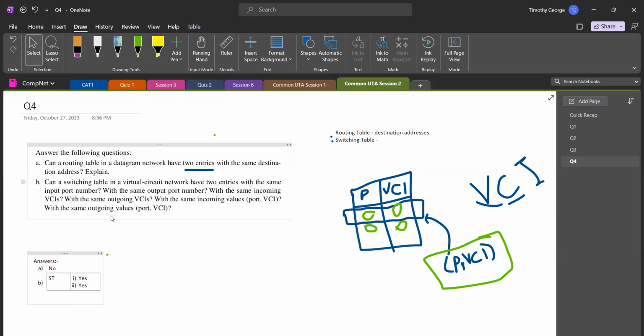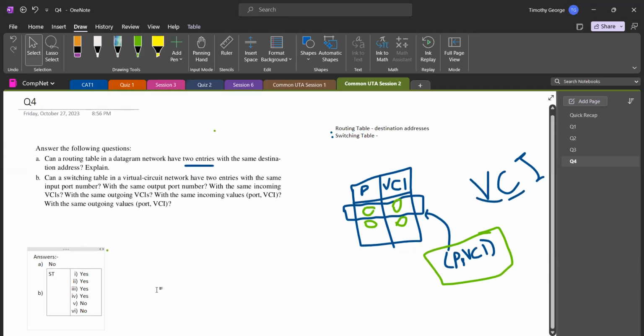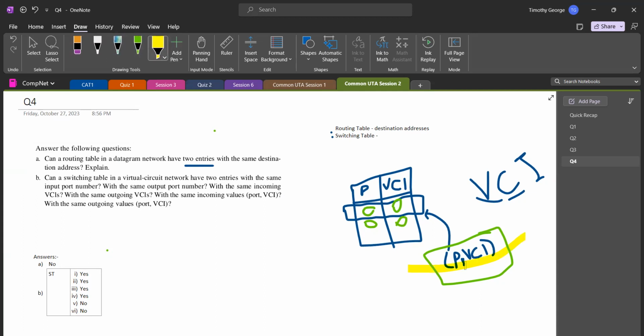Oh, sorry. This would be yes. So can a switching table have the same port? Yes, it can. Can it have the same VCI? Yes. This is all yes. Can it have the same incoming combination? No. And the same outgoing combination? No. Because all that you have to remember is that this thing should be unique. In a routing table you cannot have the same destination; in a switching table, you cannot have the same port and VCI pair. It should not be the same.